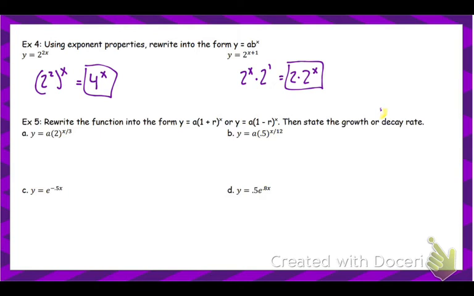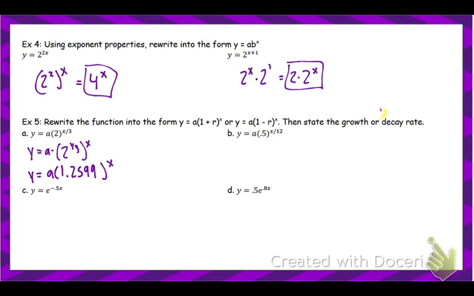All of these are going to use this same kind of property as this first question. So here I have a, which is just regular old a. I have 2 to the x over 3. That's the same thing as 2 to the 1/3 raised to the x, because with a power to a power, you multiply those exponents. Then I can get a calculator and evaluate 2 to the 1/3, which is the decimal 1.2599.